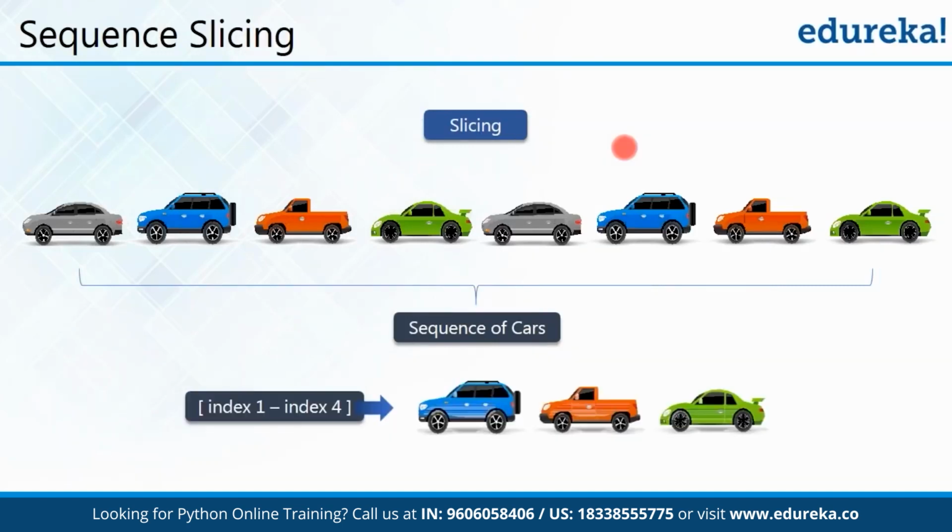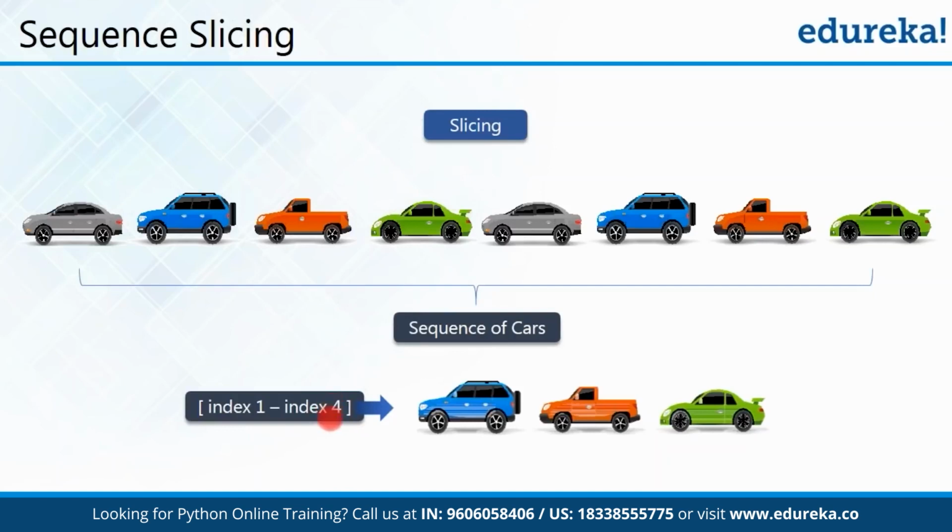Now slicing, as the name itself tells, what does it mean? It means that you slice something and then you use it, right? So over here also the same concept is applied. As you can see from the example itself, I want all the elements between index 1 till index 4, but it should not include index 4.